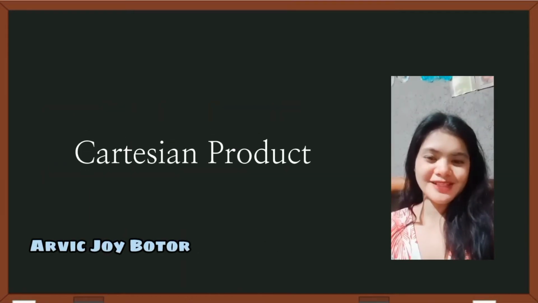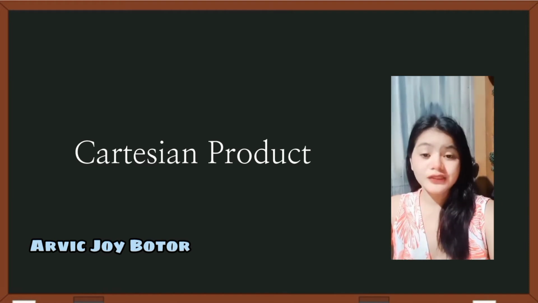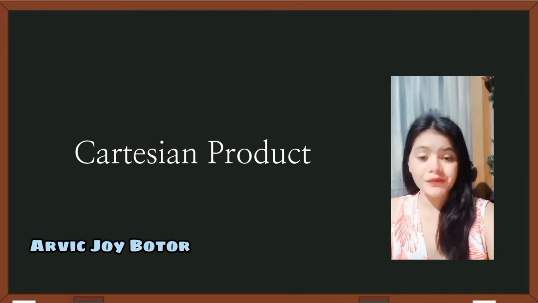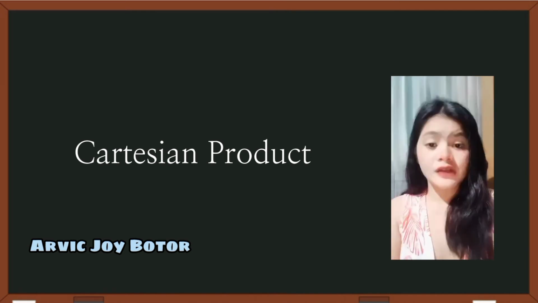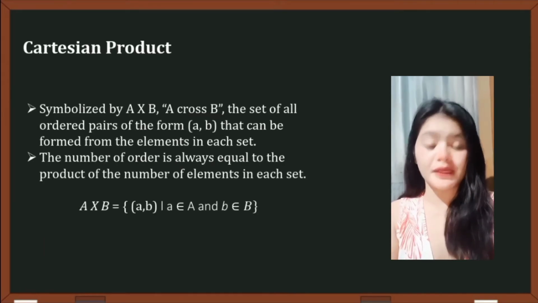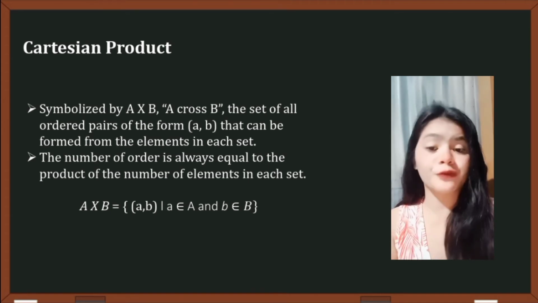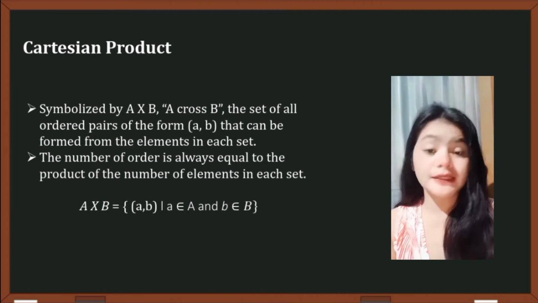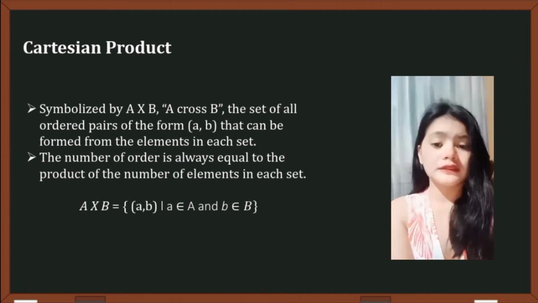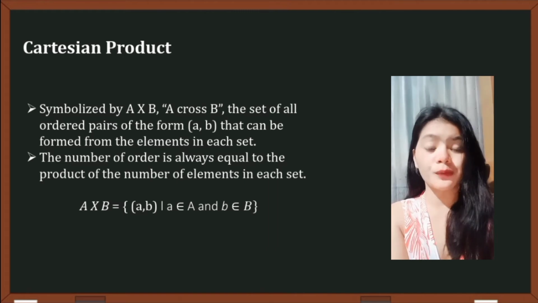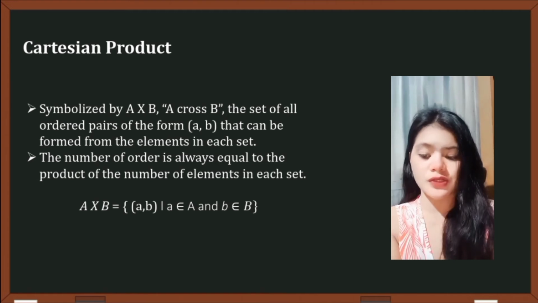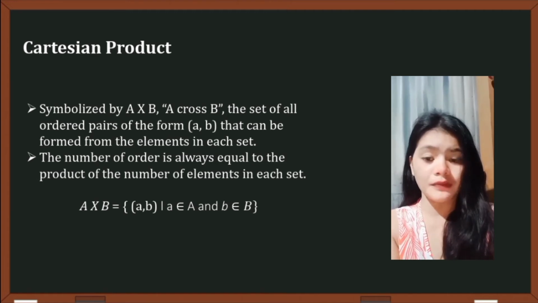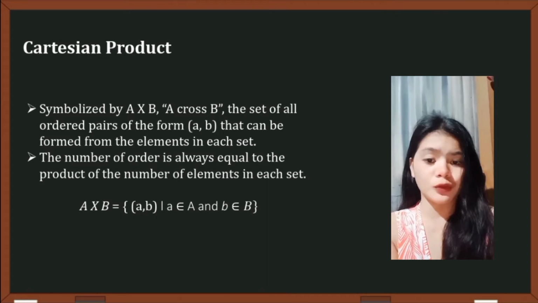Let us know what is Cartesian product. The Cartesian product is named after René Descartes, whose formulation of analytic geometry gave rise to the concept, which is further generalized in terms of direct product. Cartesian product is symbolized A cross B, the set of ordered pairs of the form (A, B) that can be formed from the elements in each set. The number of ordered pairs is always equal to the product of the number of elements in each set. Like A cross B is equal to the set of (A, B) such that A is an element of A and B is an element of B.